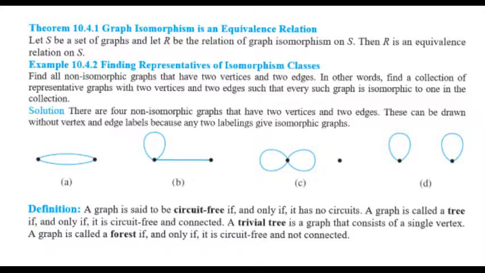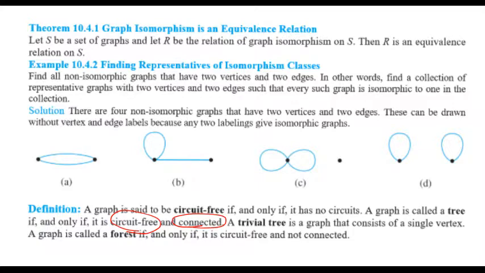The final definition that we present in this lecture is the definition of a tree and a forest. We say a graph is said to be circuit-free if and only if it has no circuits. Okay, what was the definition of a circuit? A circuit is a closed walk that contains no repeated edge. A graph is called a tree if and only if it is circuit-free and connected. So a tree is a graph with two restricting conditions. First, it should be circuit-free, and second, it should be connected.